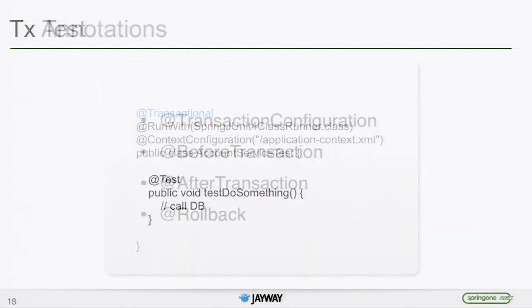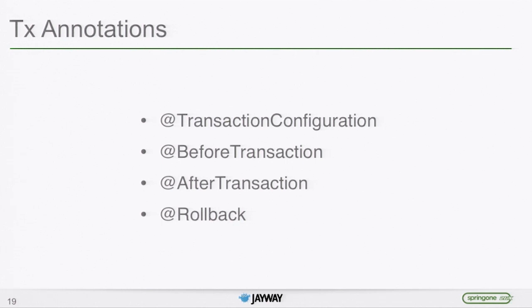We can configure this in some ways by providing a @TransactionConfiguration annotation. It allows you to specify exactly which transaction manager to use if you have several of them. It also allows you to specify the default rollback policy. So the defaults are that if you don't provide this, you will get the transaction manager called transactionManager, and you will always roll back.